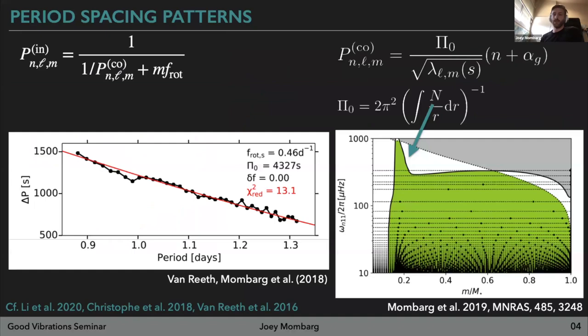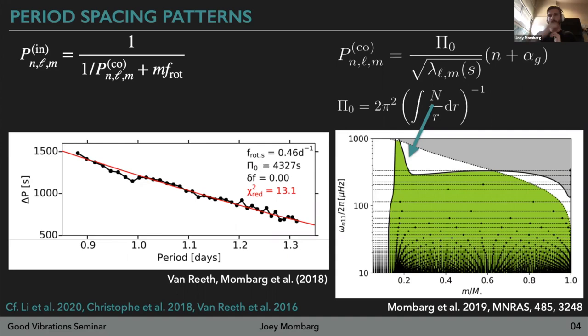So what we typically do for the gamma Doradus stars is look at their so-called period spacing patterns. In the plot on the left, you have the difference in period between modes of consecutive radial order as a function of the period itself. If your star is chemically homogeneous and non-rotating, this is a constant value in the asymptotic regime, so for n much larger than l.